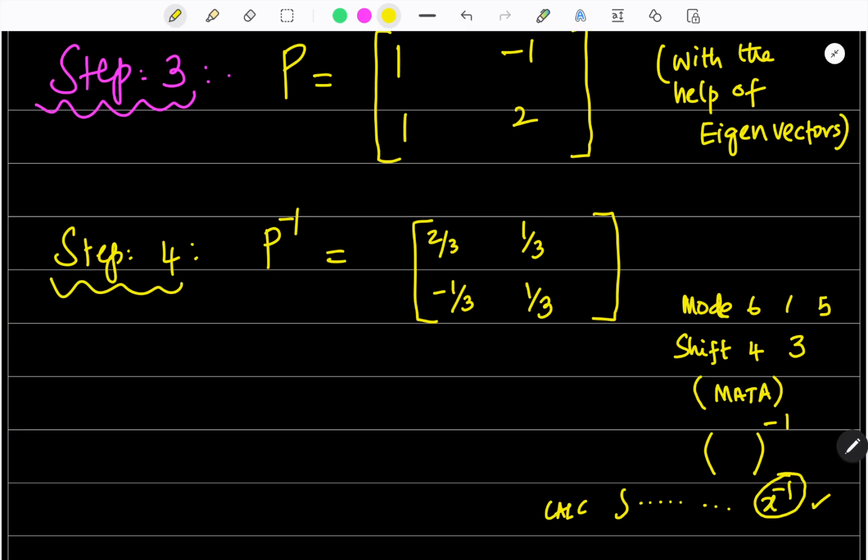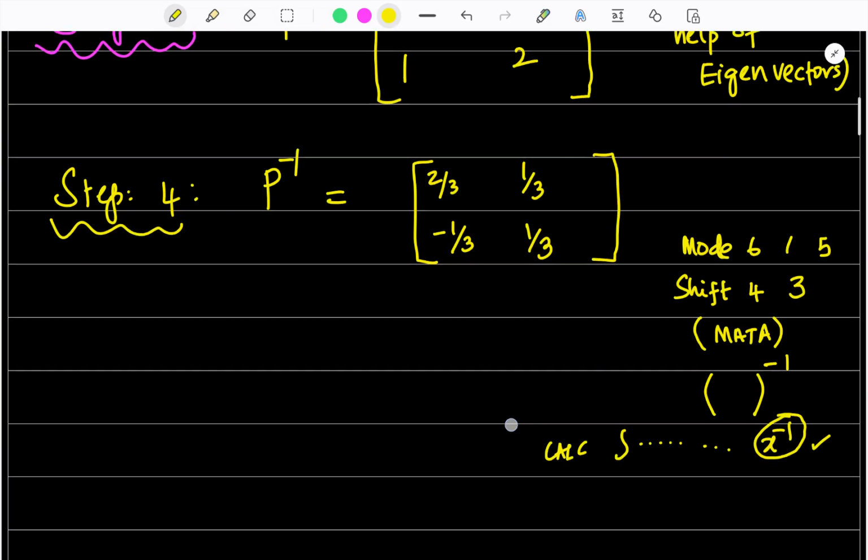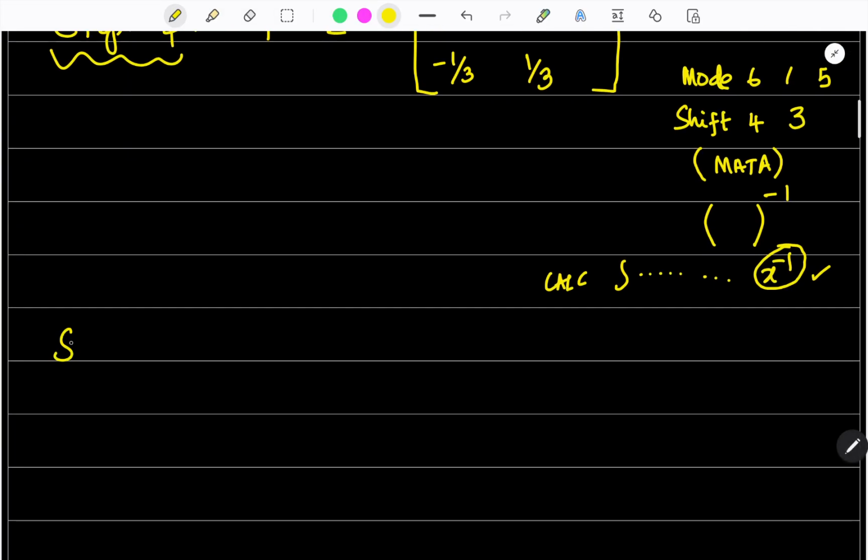Okay, right. So now we are going to use step number 5. So step number 5 is very simple, right? Step number 5 is, what did I say?